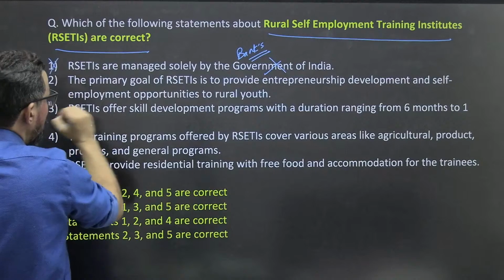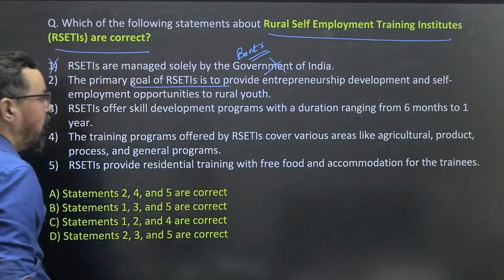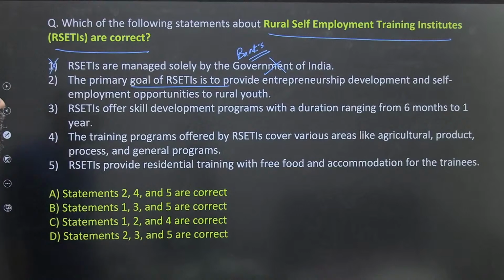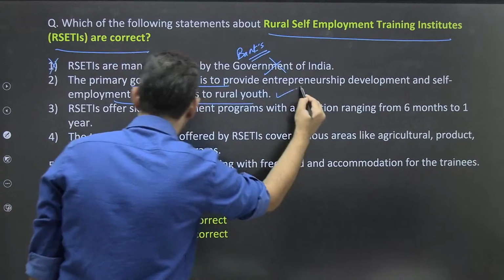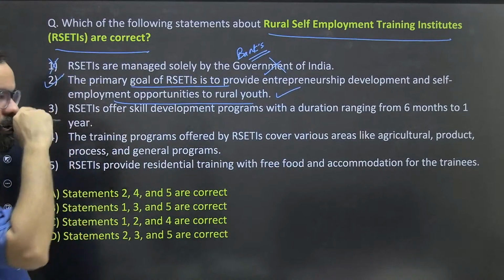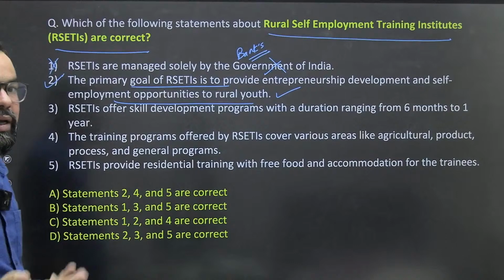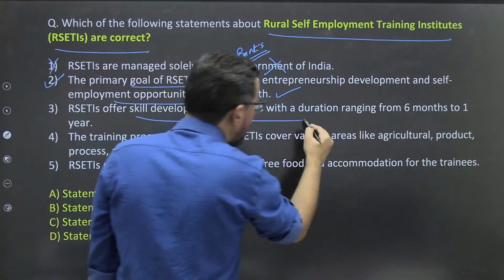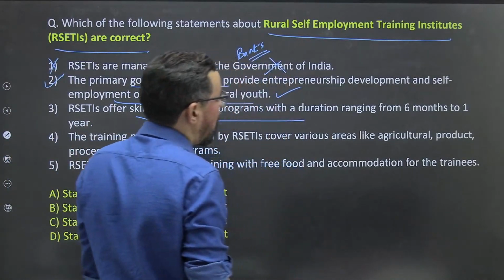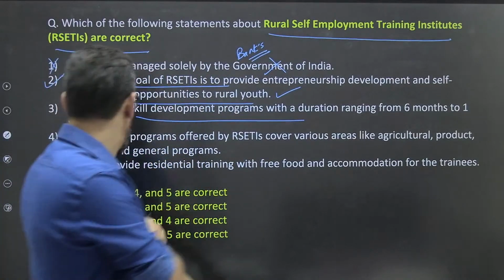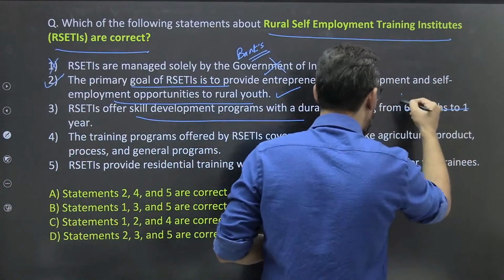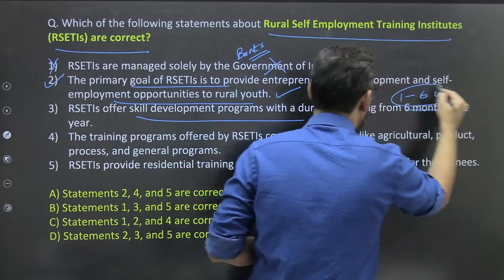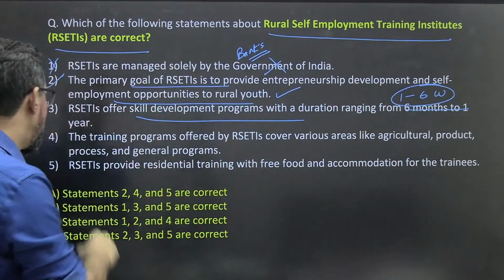So this is wrong. The primary goal of RSETIs is to provide entrepreneurship development and self-employment opportunities to rural youth, okay. So how they can access services, or what areas are available where they can explore. RSETIs offer skill development programs with a duration of... no, this is not that duration, okay. It is 1 to 6 weeks, not 6 months to 1 year. So this is also wrong.